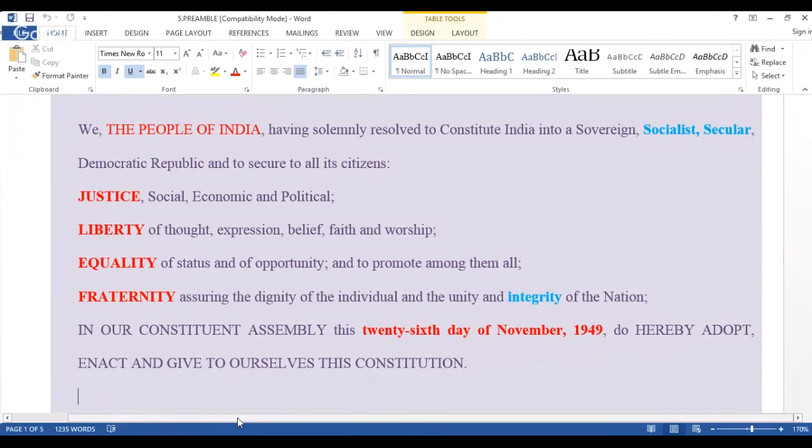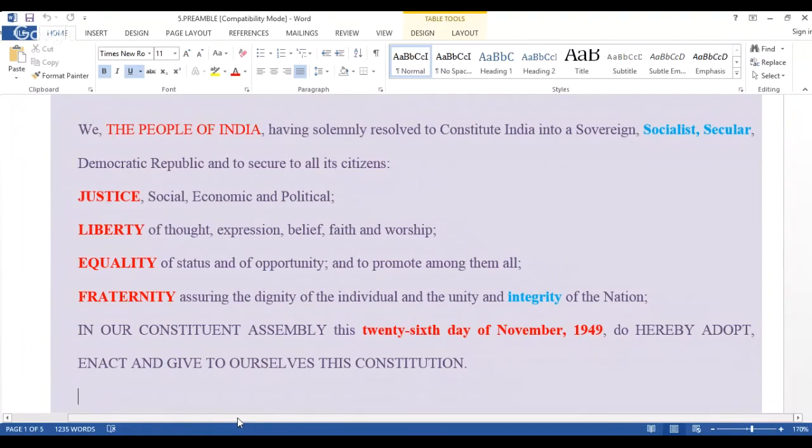Is that okay? And out of these five words, two words I deliberately gave in some other color, meaning these two words were not a part of the original constitution, original preamble. These two were added later. Meaning is simple. The words socialist and secular were added to the preamble through the 42nd Amendment. Clear? Now, let's go ahead.